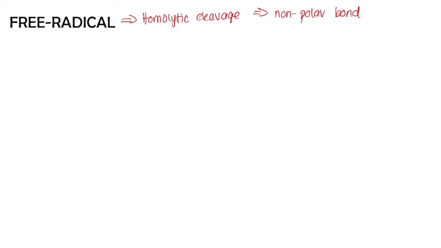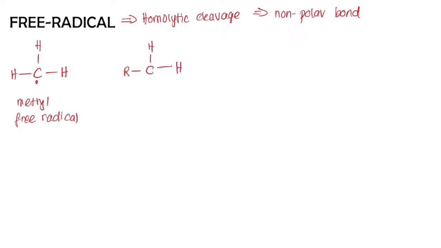Sama juga, there are 4 types of free radicals. We have methyl free radical. Okay, we have primary free radical carbon. Oh, I forgot to write the word carbon because it is on the carbon. Free radical carbon.